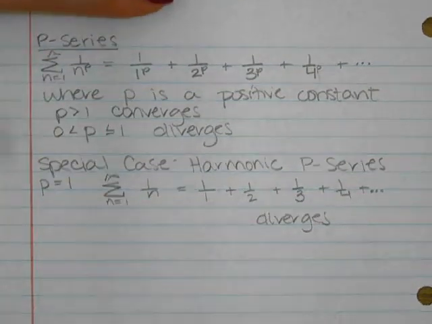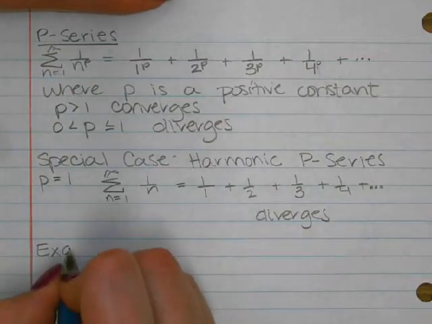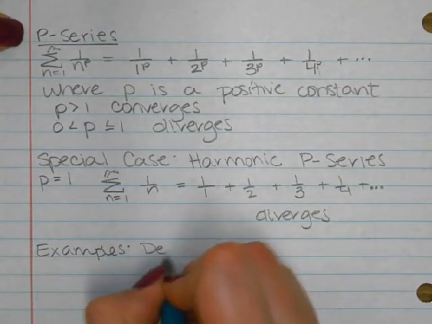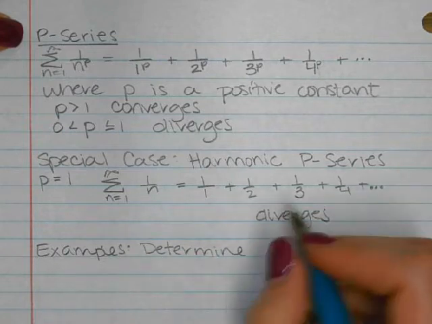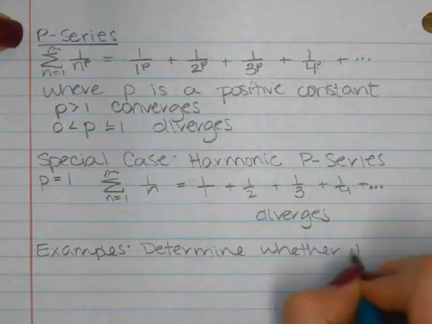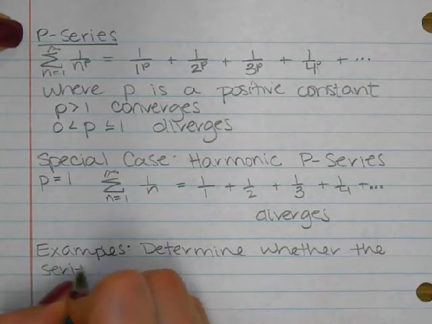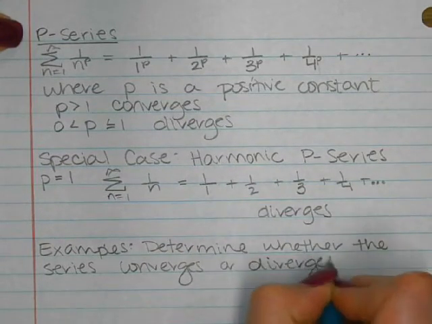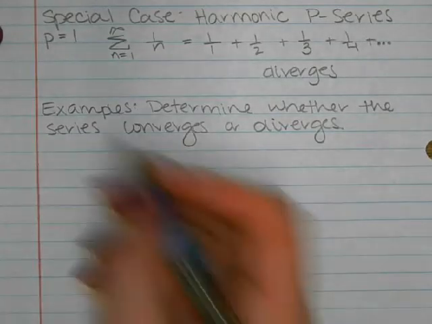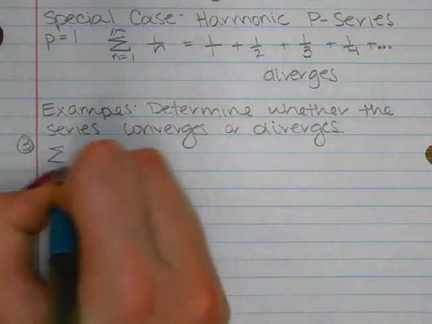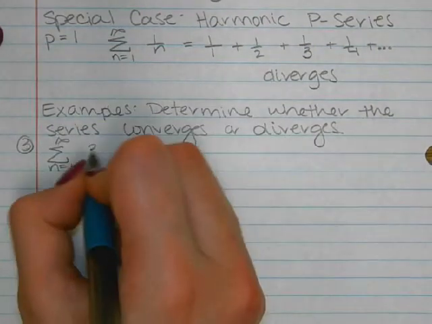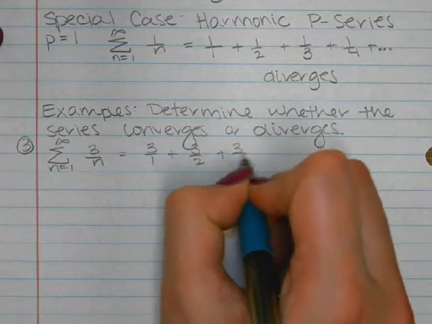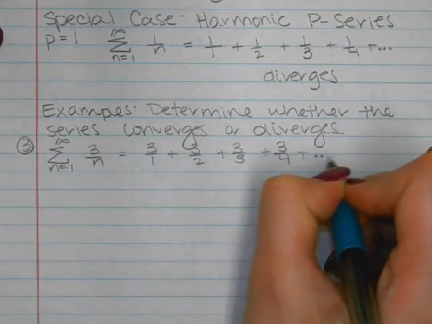All right, so here are 2 more examples. I think there's only 2 more examples. Instructions are the same, so we're going to determine whether the series converges or diverges. And this problem is 3 over n. So the first term would be 3 over 1, then 3 over 2, then 3 over 3, 3 over 4, etc.